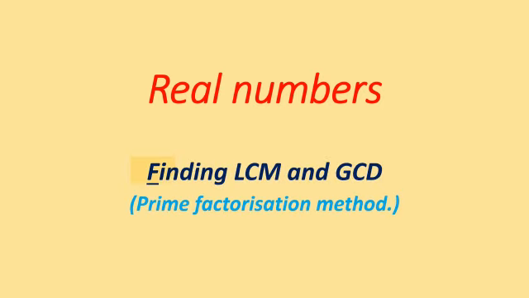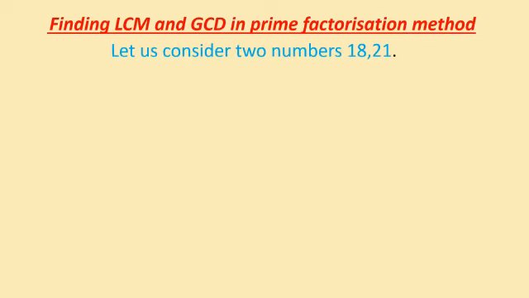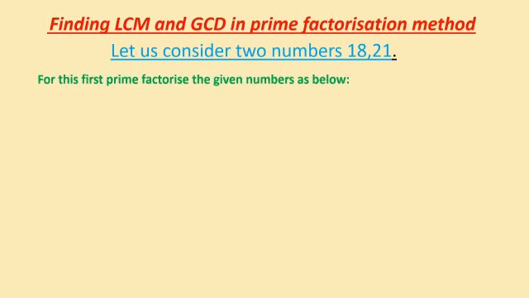In this video we are going to learn about the prime factorization method of finding LCM and GCD in the real numbers chapter. First, let us see the method of prime factorization. First, consider two numbers 18 and 21. For this, first we have to prime factorize the given numbers as below. You know that the prime numbers are 2, 3, 5, 7, 11 and so on.